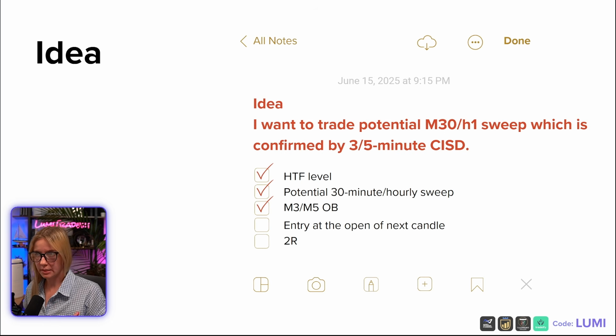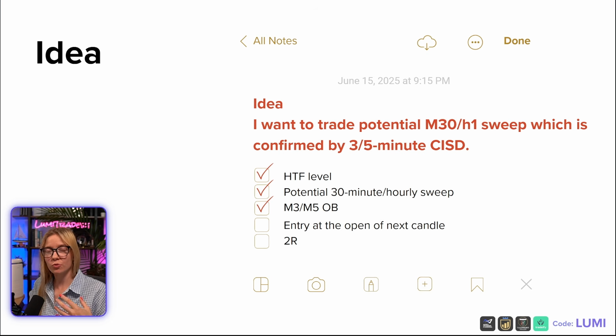Okay, main idea. I want to trade a potential 30-minute or hourly sweep which is confirmed by a 3 or 5-minute change in the state of delivery. I'm not going to blindly enter the short or long simply because we took the previous candle high or low. No, I must get the confirmation on a lower time frame, which will be a change in the state of delivery, an order block.